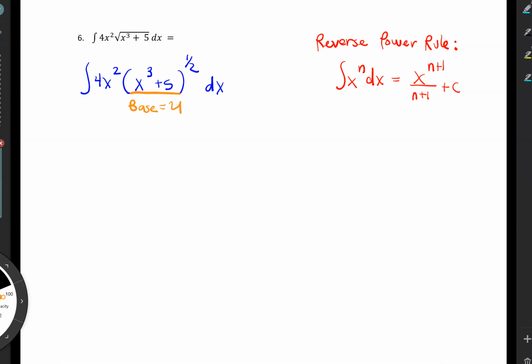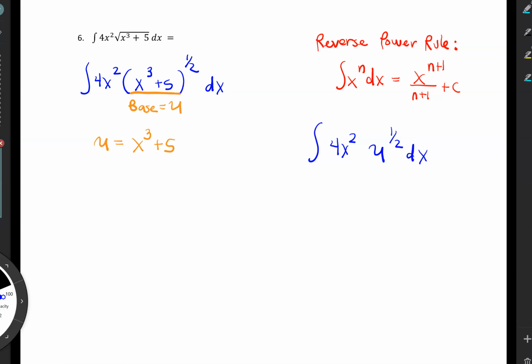Okay, so let's see. So let me get my brain turned on. Okay, so we saw a square root. We knew that wasn't allowed in any of our rules, so we rewrote it as a fractional exponent. We checked to see if we could distribute, but we couldn't distribute. So now we're like, okay, we better do some u substitution. So I'm going to make the base my u. So we're going to let u be this binomial. Okay, and I'm going to come right over here and show what that's going to look like. So if I do that, I'm going to have 4x squared u to the 1/2 dx.